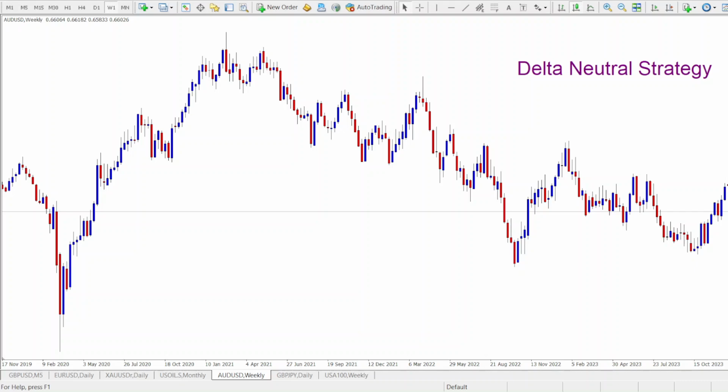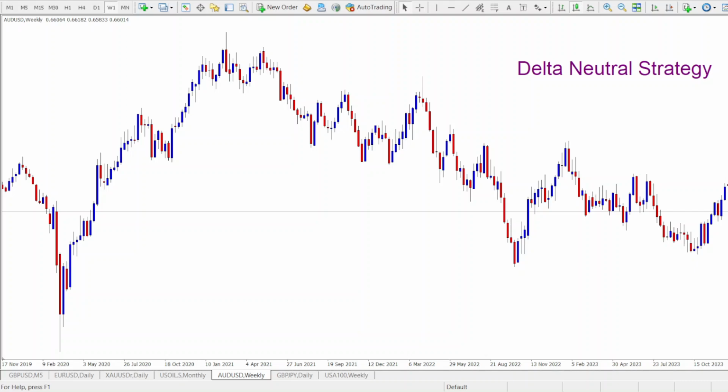For those of you unfamiliar, delta measures how much an asset's price will change with respect to movements in the underlying market. A delta neutral position means that your overall portfolio's delta is balanced to minimize its sensitivity to market fluctuations. The idea is to have any gains in one part of your portfolio offset by losses in another, creating stability. This way, you are not as affected by whether the market moves up or down.